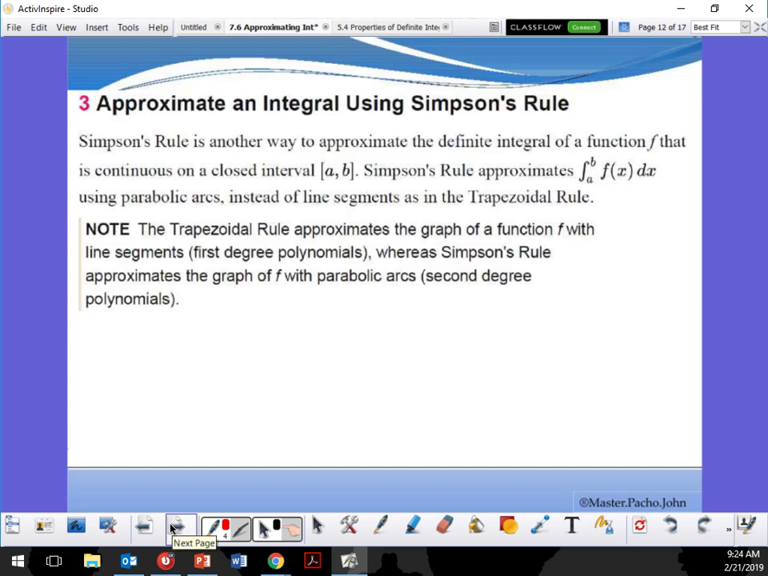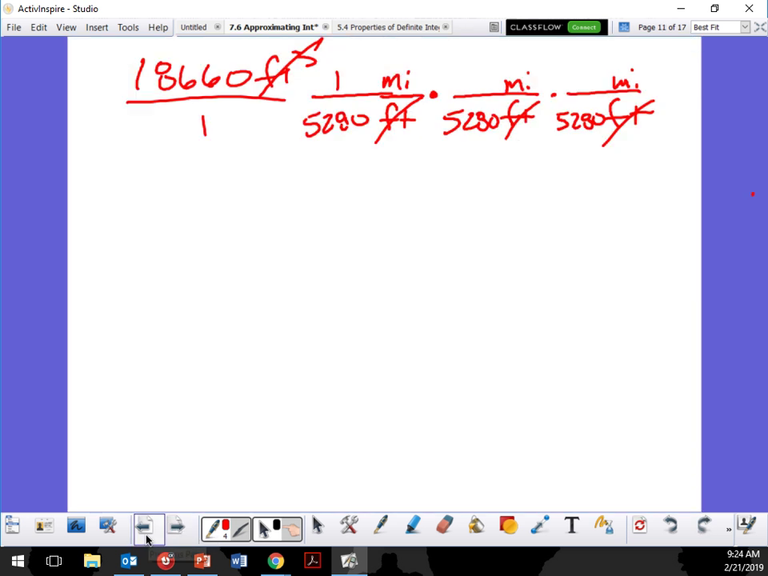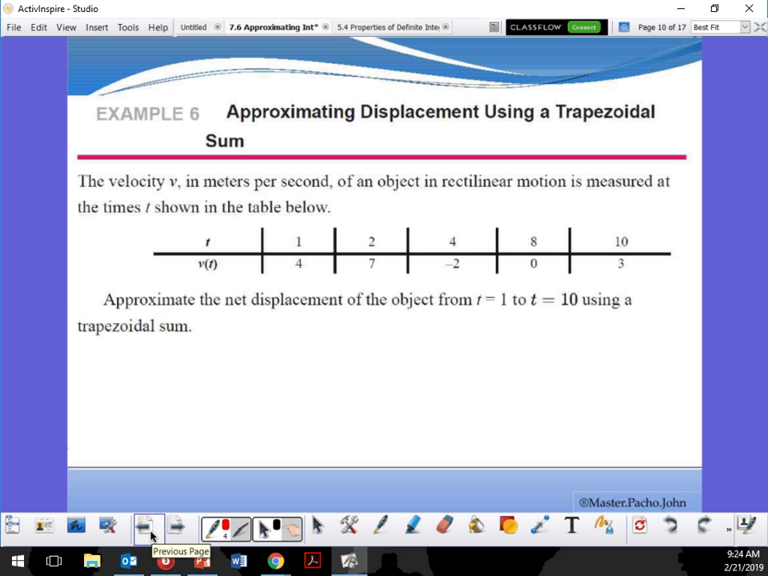all right. Simpson's Rule. What did I say about Simpson's Rule? Don't do it. All right. So approximating displacement using trapezoidal sums. Velocity v in meters per second of an object in rectilinear motion is measured at times t, shown in the table below. Now, approximate the net displacement. So what does net displacement mean?